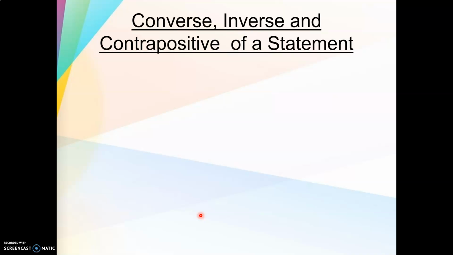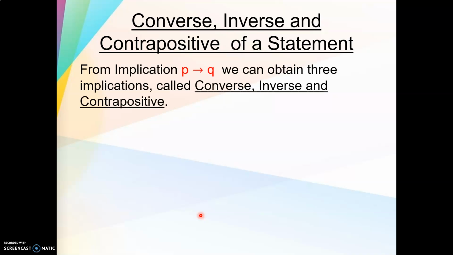Next topic is converse, inverse, and contrapositive of a statement. From implication, P implies Q, we can obtain 3 implications called converse, inverse, and contrapositive. So we have to study the statements properly. Formulas. So converse of P implies Q is Q implies P. So converse of P implies Q, you have to write like this. So first you will write the second statement, implies, then the first.